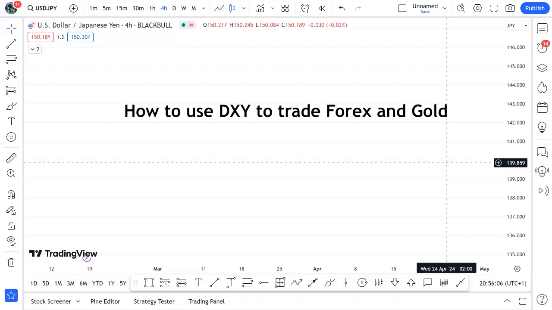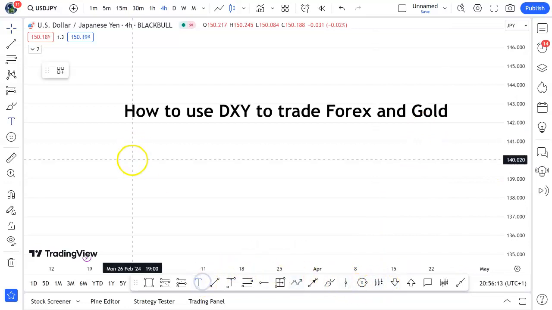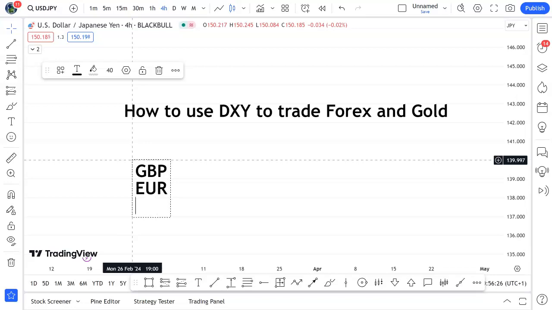DXY is pegged against other major pairs like GBP. I'm going to list them, guys. It is paired to GBP. Then we have the euro. We have the Japanese yen, JPY. We have the NZD, New Zealand dollar, and we have the Australian dollar.